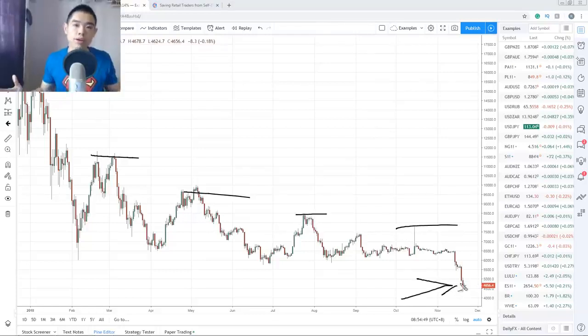Okay, so in a downtrend, what is the one thing that you don't want to be doing? You don't want to be buying in a downtrend unless you're an investor or Warren Buffett. But if you're not an investor, if you're a trader, you don't want to be buying in a downtrend. What do you want to do instead?